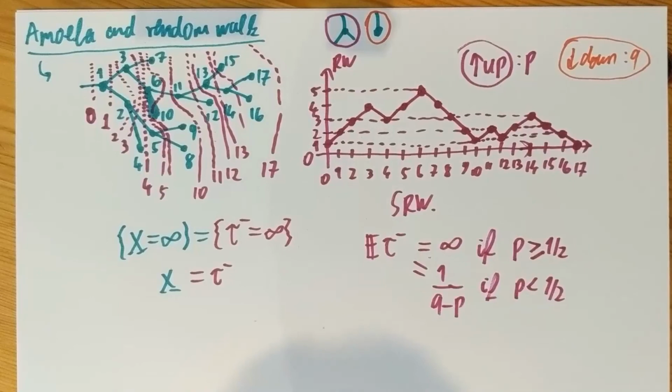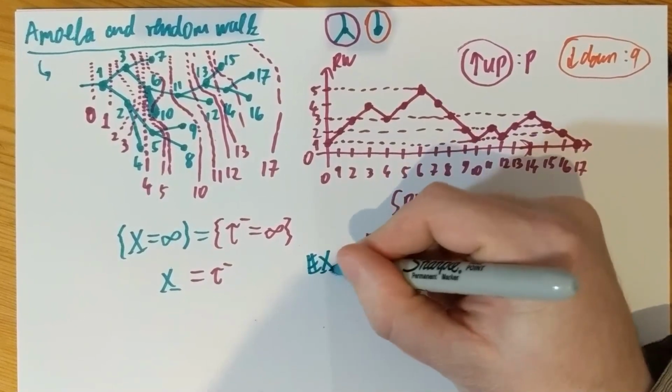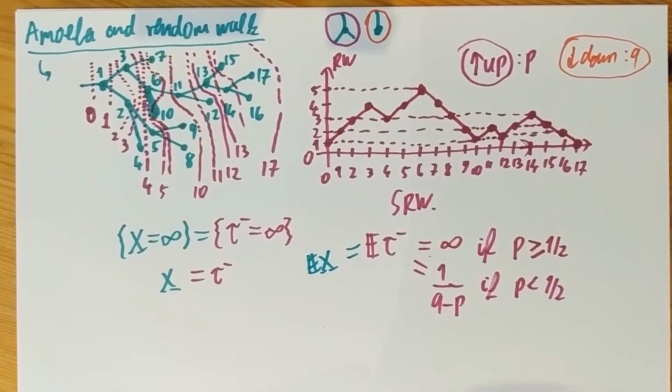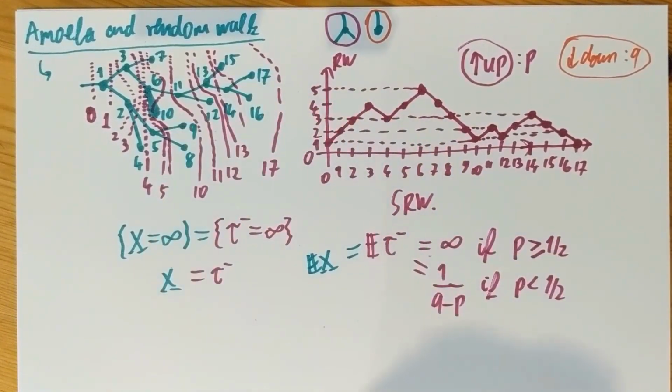So that's the expectation of tau minus, and because these two are the same, this is of course going to be the expectation of the total number of individuals as well. It's the same calculation, same generating function, everything is the same. It's actually the same process. If you look at these two pictures, it's the same process.